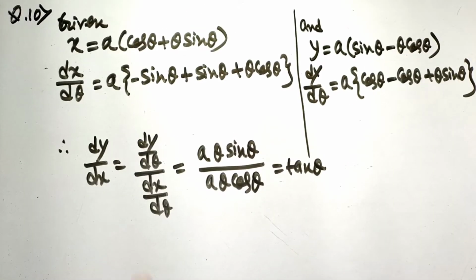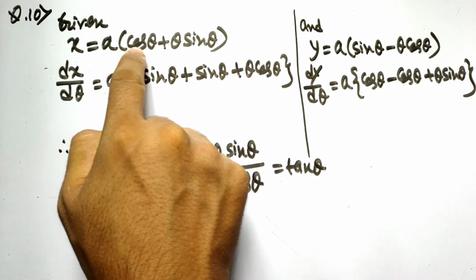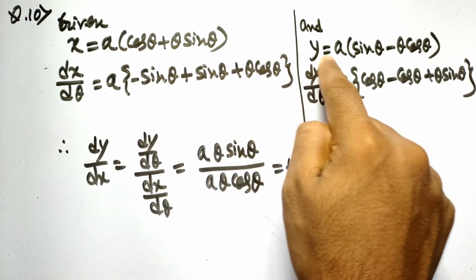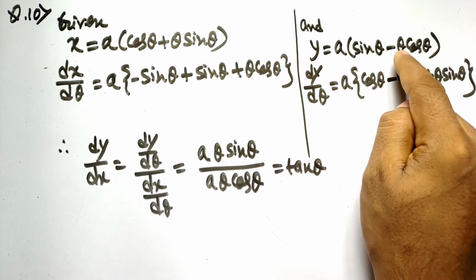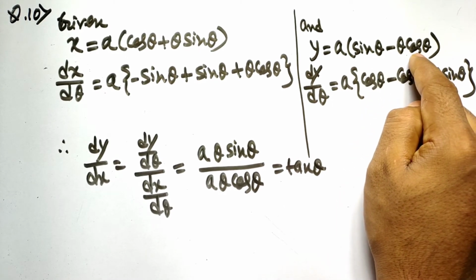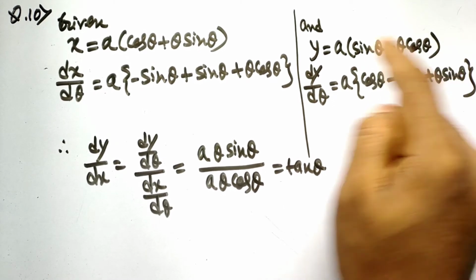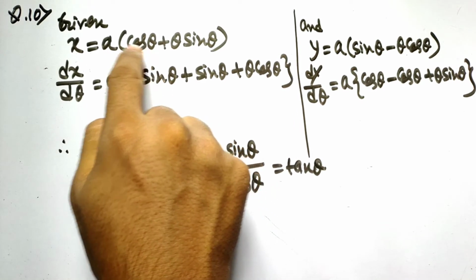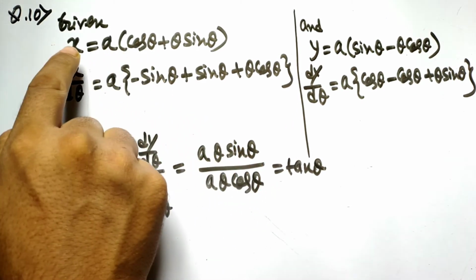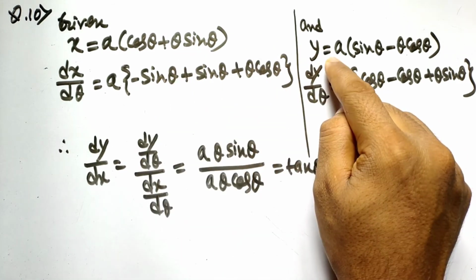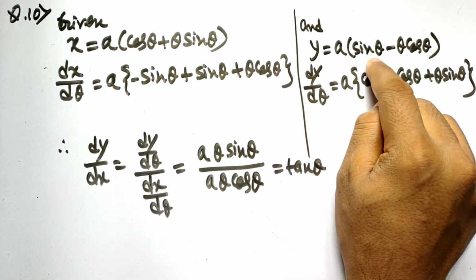Next, question number 10. Given x equal to a into (cos theta plus theta sin theta) and y equal to a into (sin theta minus theta cos theta). Here theta is your parameter, so you have to differentiate with respect to theta. Write down here, differentiating with respect to theta. Here also you have to write differentiating with respect to theta.